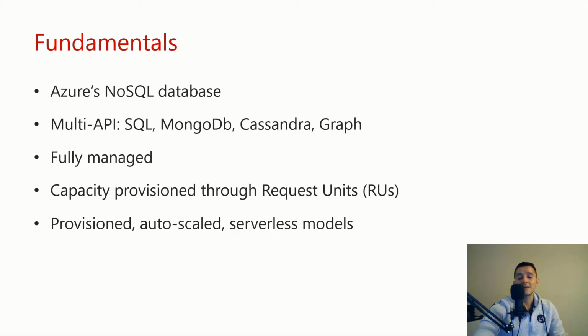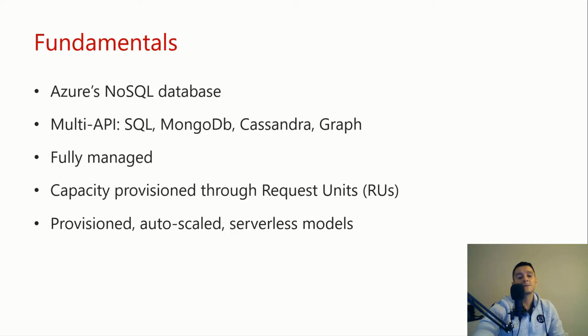Then the other thing is that capacity in Cosmos, because it is a fully managed service, is implemented through a concept called request units, which basically goes like this. The more request units you have, the more operations you can do per second in your Cosmos DB account.